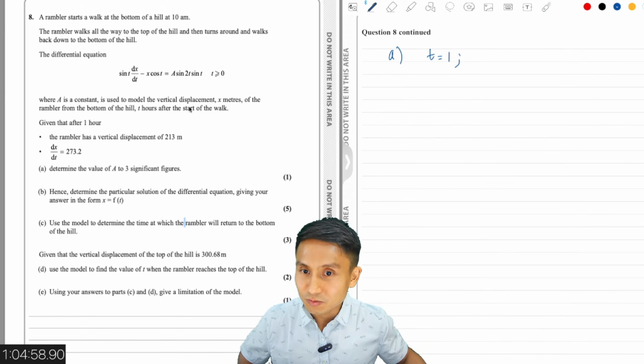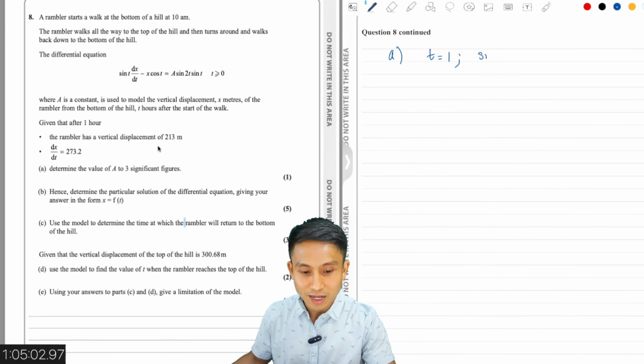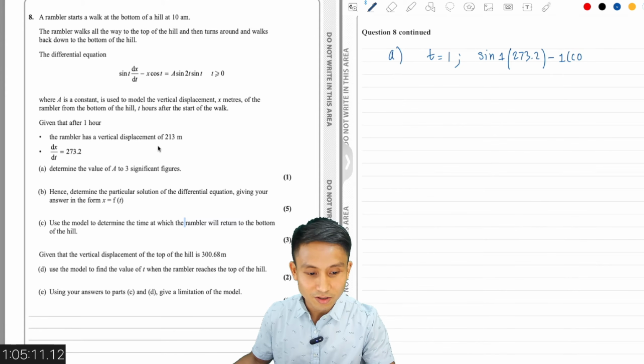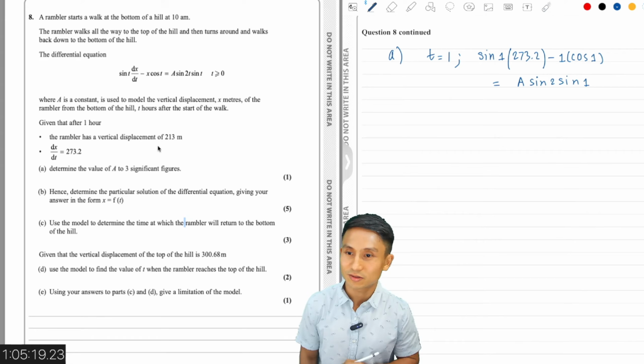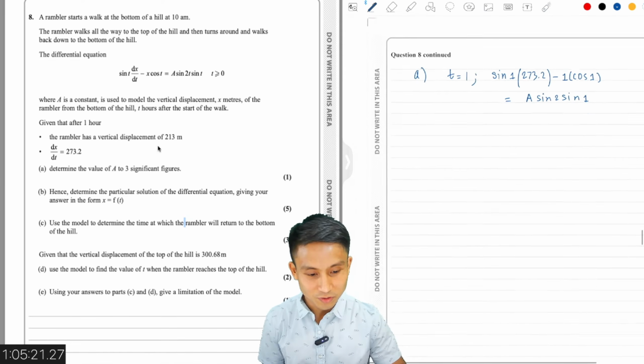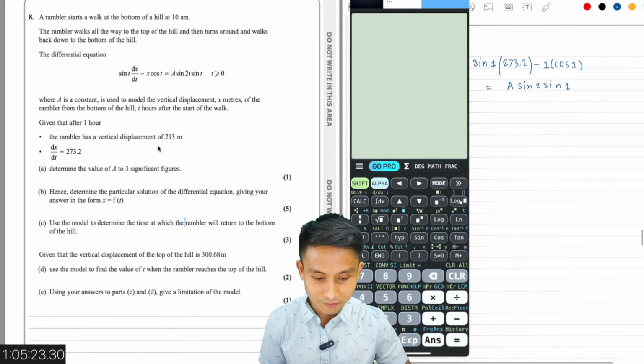The rambler has a vertical displacement, which is x, and dx by dt. Okay, so it's just sine of 1. dx by dt is 273.2 minus x is 1 cos 1 equals a sine 2 sine 1. That's a weird tricky equation. Okay, so we're just going to solve for a here using a calculator, of course.